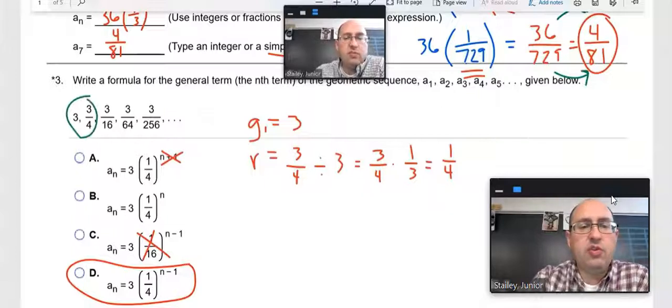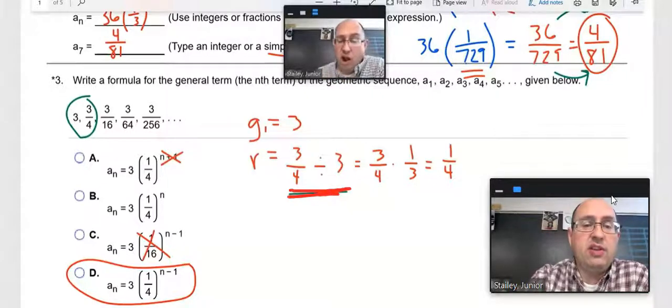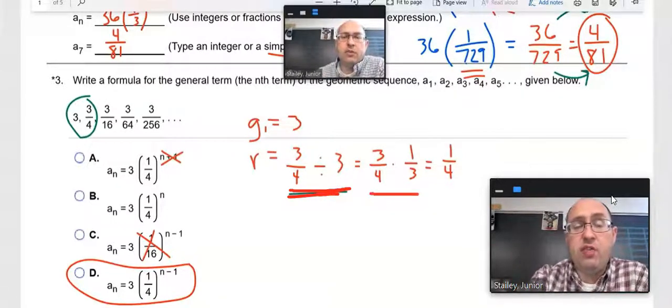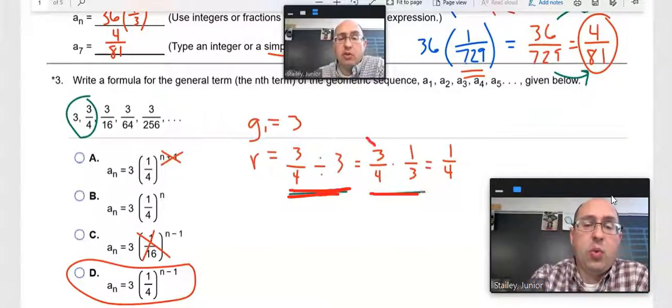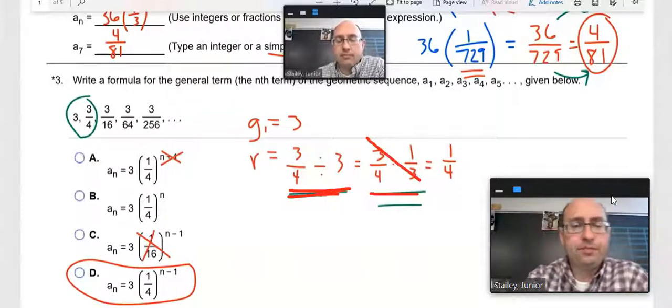Write the formula for the general term of the geometric sequence given below. Okay, now we've got 3/4 divided by 3. I wrote it horizontally because we're going to change it to multiplication, just like going back to our middle school days. Keep, change, flip. Keep the first fraction, change it to multiplication, flip the second fraction. And when I do that, beautiful things happen, giving me 1/4.